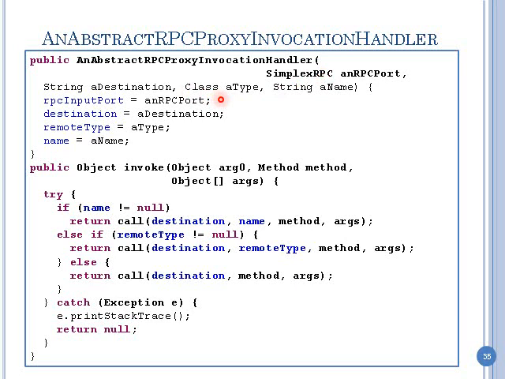My proxies are stateless, except for the invocation handler, right? And I'm saying, okay, this is the port to which you should forward things. This is the destination. Okay, if I'm a server port, it matters. This is the remote type, which is just used for my call. And this is my name. And my name is sort of the ID of the remote object. The name needn't have been given to me, in which case I generate the name from my type. Okay. So if I say name is not equal to null, I'll call destination name method args. Okay. And this will just make a call on the RPC port. Okay.